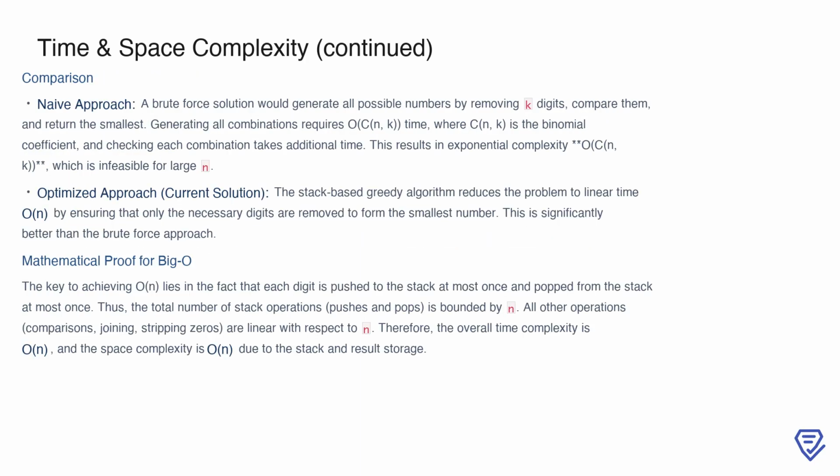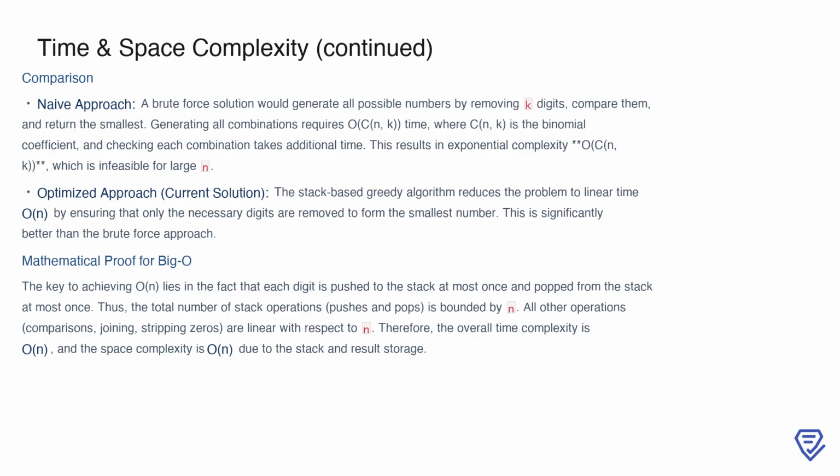Finally, let's compare this optimized solution to a naive approach. A brute force method would involve generating all possible numbers by removing k digits, comparing them, and selecting the smallest. Generating all combinations requires O(C(n, k)) time, where C(n, k) is the binomial coefficient, and comparing each combination adds additional computational cost. This results in exponential complexity, which is infeasible for larger values of n.